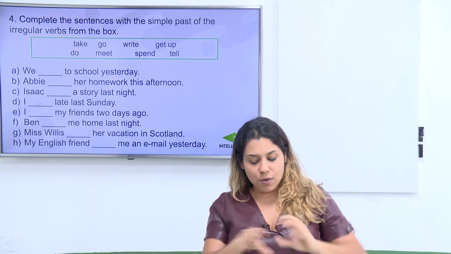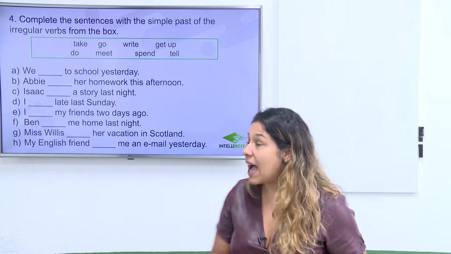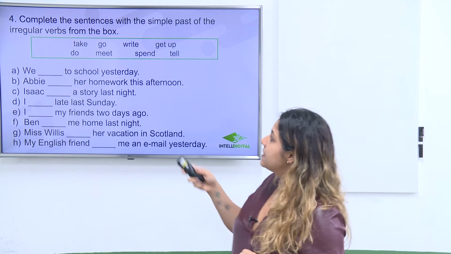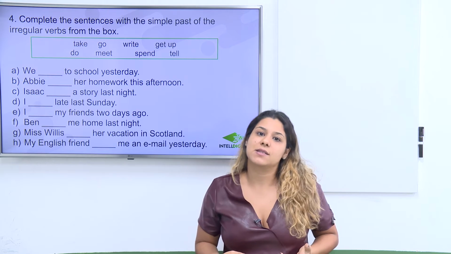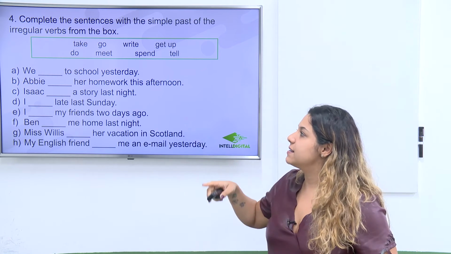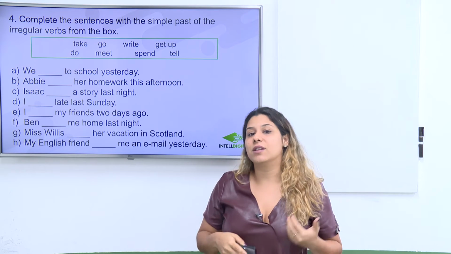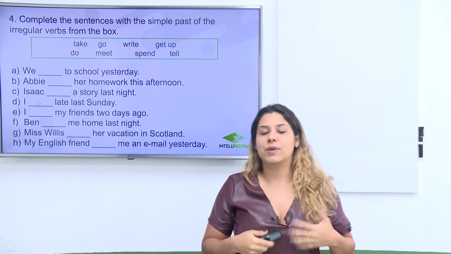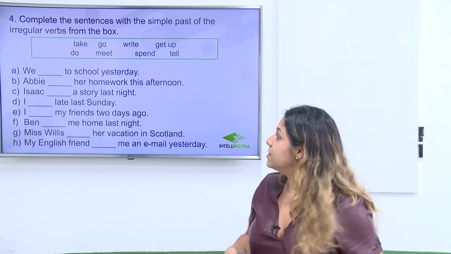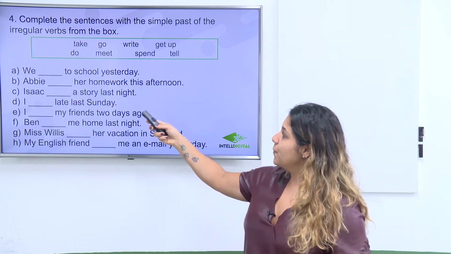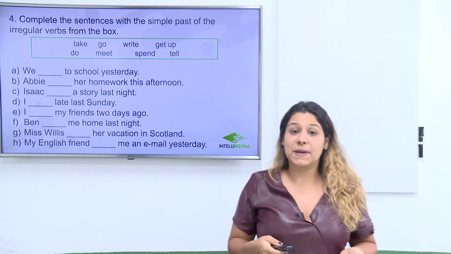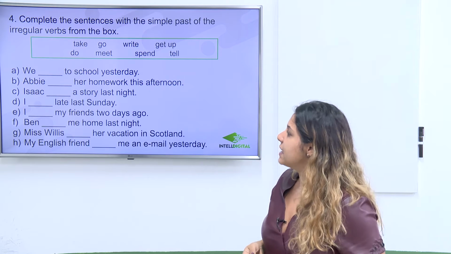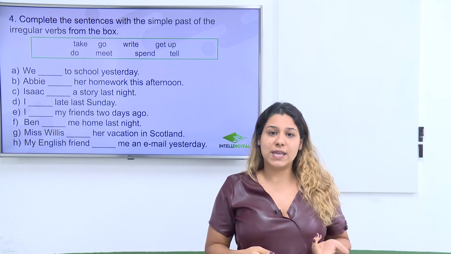Just a review of the simple past. Now, you have to complete the sentence with these verbs here, but in simple past, okay? So, as the exercise says, it's irregular verbs. So, take, do, go, meet, write, spend, get up, and tell. So, the first sentence: we went to school yesterday.